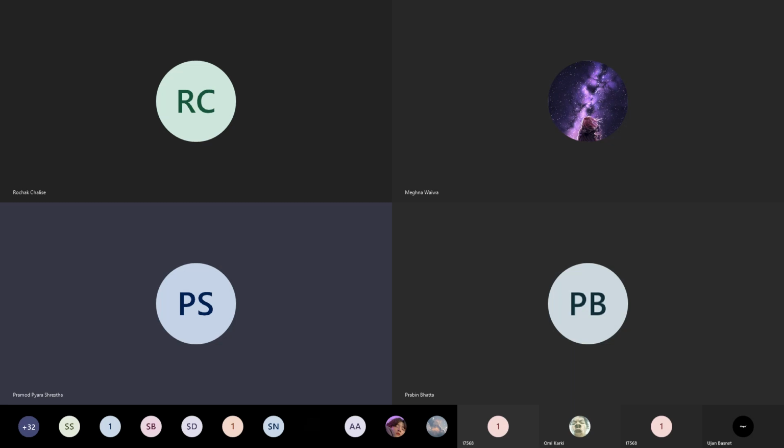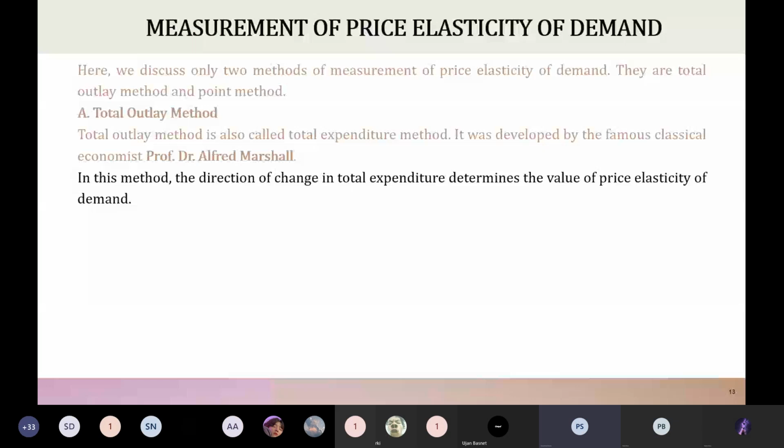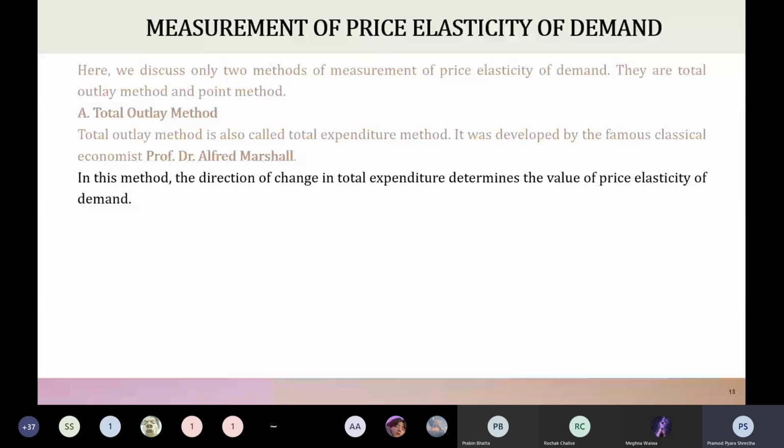There are two methods of measuring price elasticity of demand. They are the total outlay method and the point method, included in our syllabus. That's why today, first of all, we are going to discuss the total outlay method. This method was developed by Professor Dr. Alfred Marshall, and it is also called the total expenditure method.